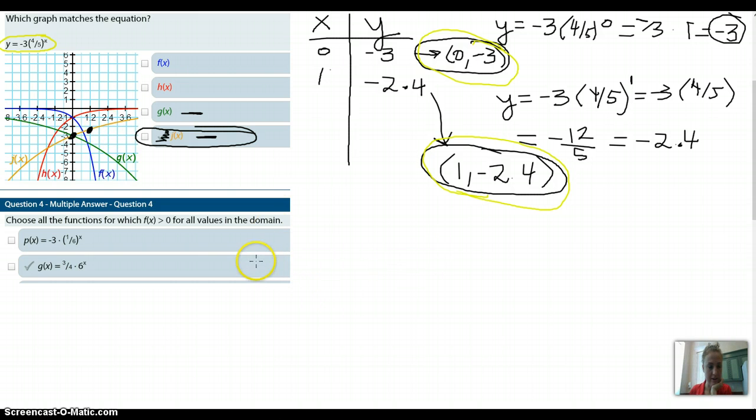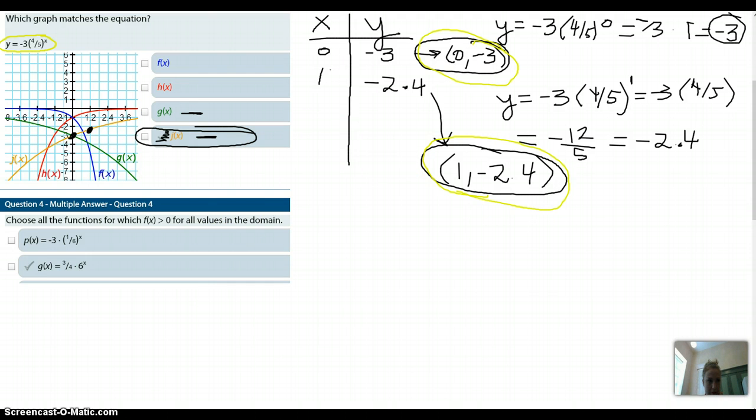Okay, now the next question down here says choose all the functions for which f of x is greater than 0 for all values in the domain. So here we only have a couple options that we're going to check, because I didn't cut out the whole problem, but it will give you an idea of how to do it. We want to find a function that is bigger than 0 for every number that we put in for x.